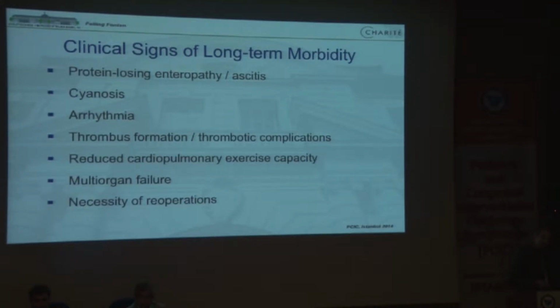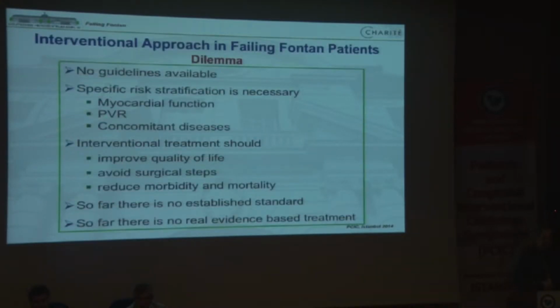If you look at the clinical signs of this long-term morbidity, you see patients with protein-losing enteropathy, ascites, cyanosis, arrhythmia, thrombus formations, complications due to thrombotic events, reduced cardiopulmonary exercise capacity, multi-organ failure, and of course the necessity of re-interventions. But in any way, we are in a real dilemma if we deal interventionally with these patients, because there are absolutely no real guidelines available.